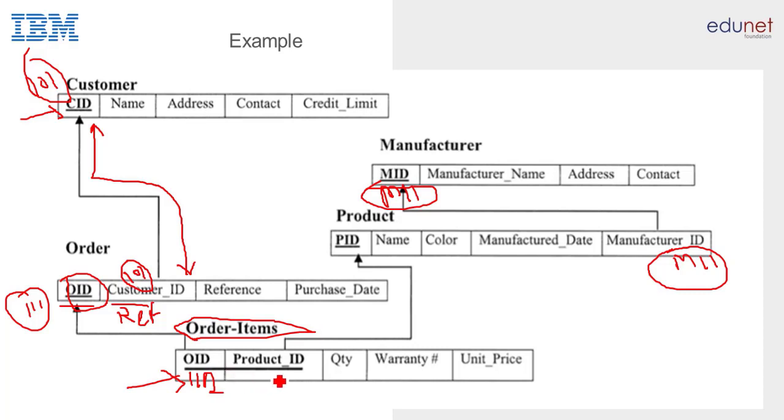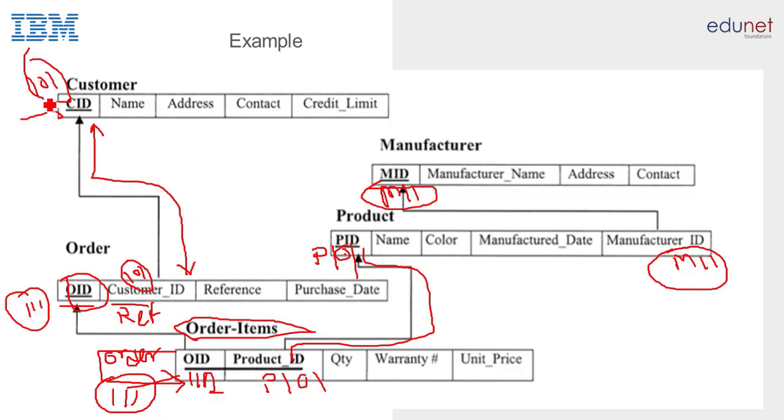But here we said that product ID is required. So this product ID mention must be the same. Suppose P101 is my product ID, and it must be the same here inside, P101. And here I can add one more item, order. And this OID must be similar here, 111. So these are all the relations.